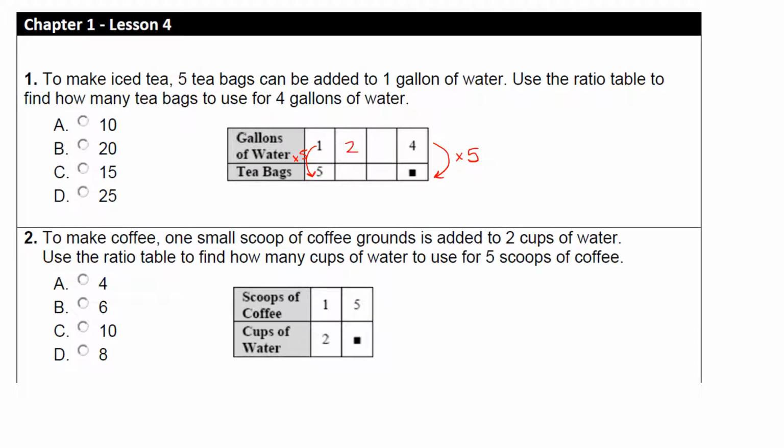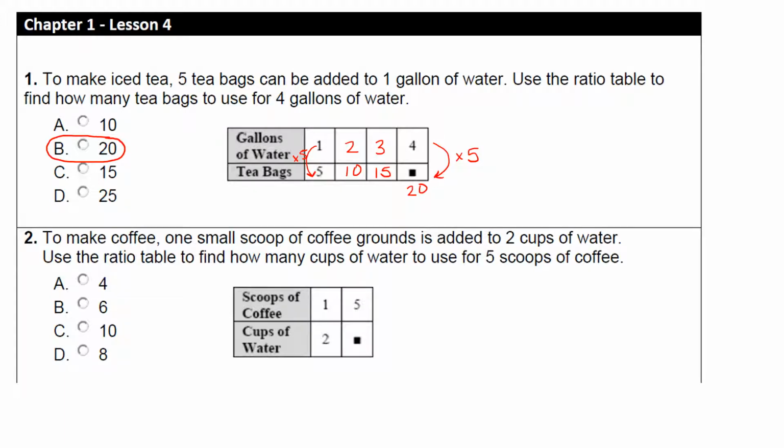Now, if I had 2 here, that means I'd have 10 here. If I have 3 here, that means I'm going to have 15 down here. In the last row, I have 4, so that means I'm going to have 20. So if I have 4 gallons of water, I'm going to have 20 tea bags. That is answer choice B.